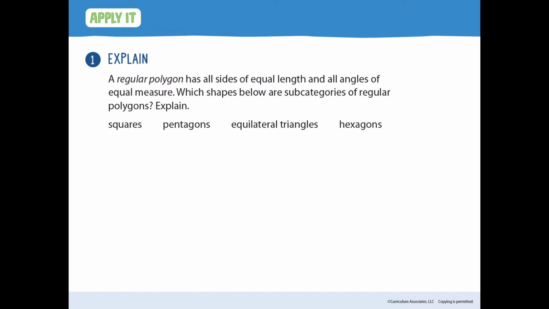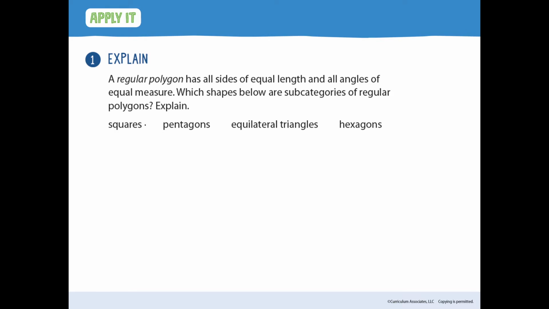Number 1 at the top of page 583. Explain. A regular polygon has all sides of equal length and all angles of equal measure. Which shapes below are subcategories of regular polygons? Explain. Okay, I would like you to pause and get your answer and then press play and we'll go through it together.